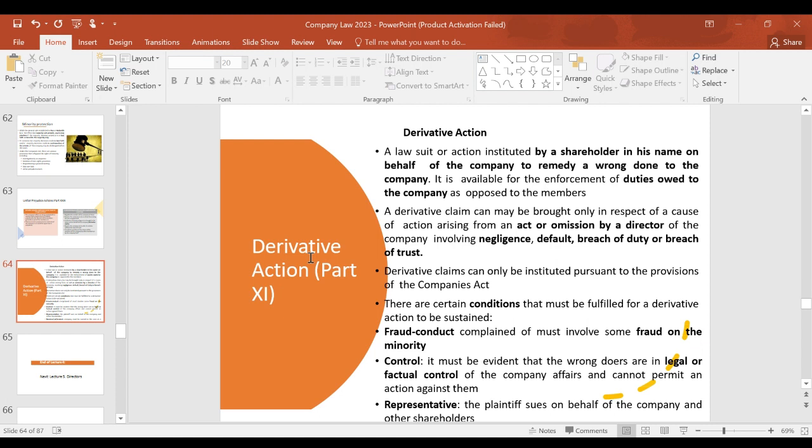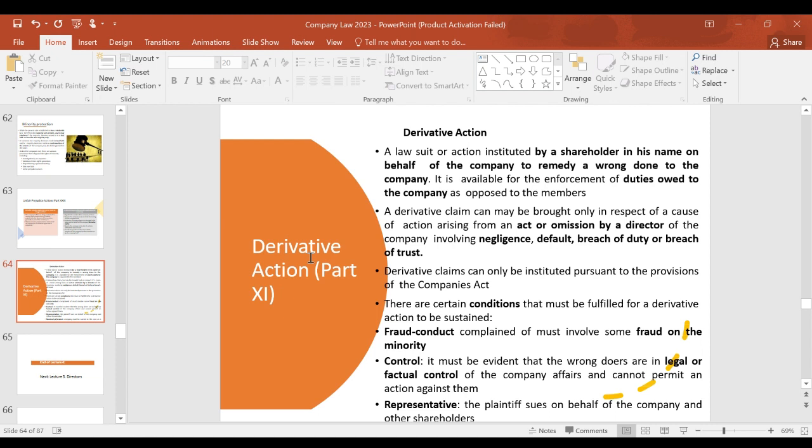So derivative claims can only be instituted within the confines of the Companies Act. The Companies Act provides many scenarios in which a derivative claim may be brought on behalf of the company against any wrongdoer, especially those who are in total control or in factual control of that particular business.